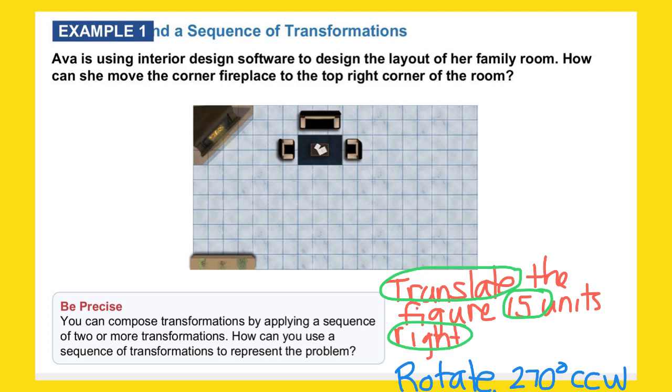Now, if you looked in your book on page 328 at step 2, they did a 90 clockwise, but if you remember, your book uses a positive number for counterclockwise. So I changed it. 90 clockwise is the same as 270 counterclockwise. And when you give me this information, what am I doing? How much? Which direction? And what's my center of rotation? So there's a lot of little baby details here that I'm going to be looking for. You want to be as precise as you can in your language.